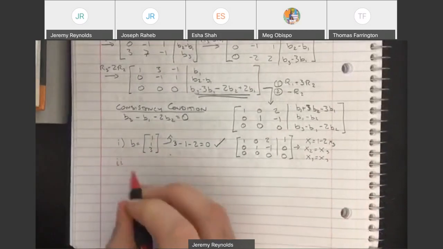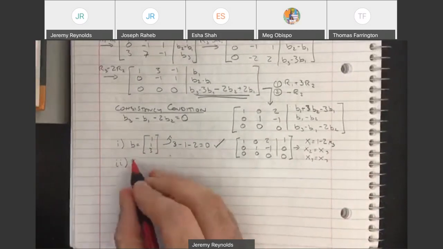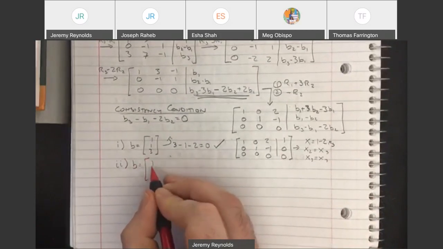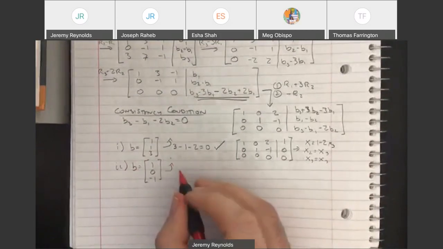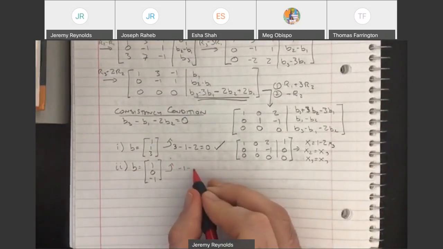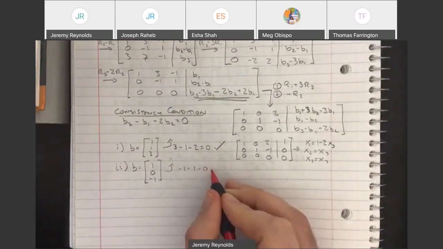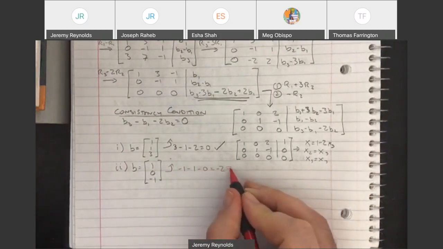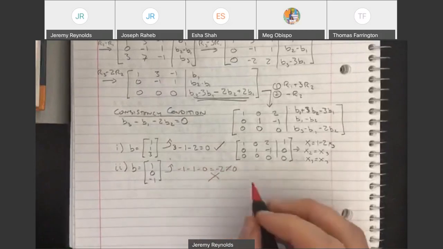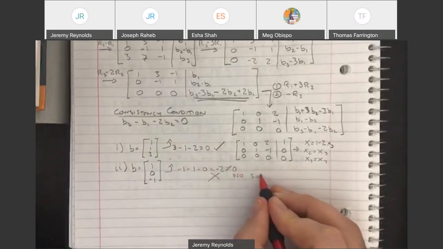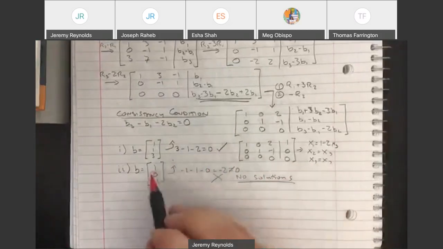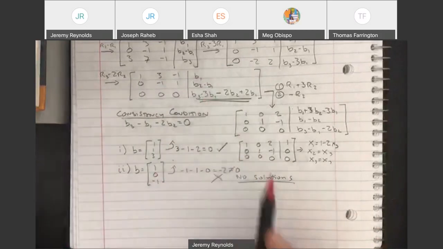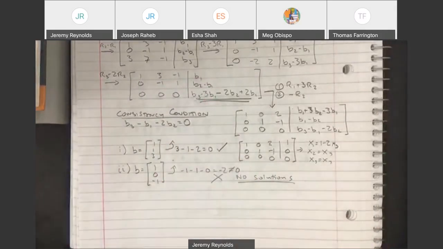The second example is b equals 1, 0, -1. Plugging in once again, we get -1 minus 1 minus 0 equals -2, and that does not equal 0. So there will be no solutions. If we plug 1, 0, -1 into our equations, we will not get an answer. That's basically an example of checking for consistency.